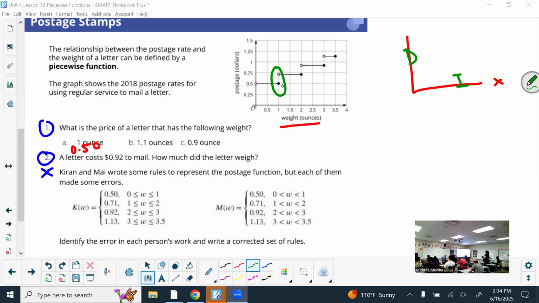So when there's an open and closed circle, the closed circle is the one that tells you what the answer is, not the open. It just looks like this because from above 0 up to the 1, it's this same price. And then as soon as it's above 1, even just a little bit, it now jumps to this price. Okay, so 50 cents is how much it costs for the 1 ounce letter. Make sense?